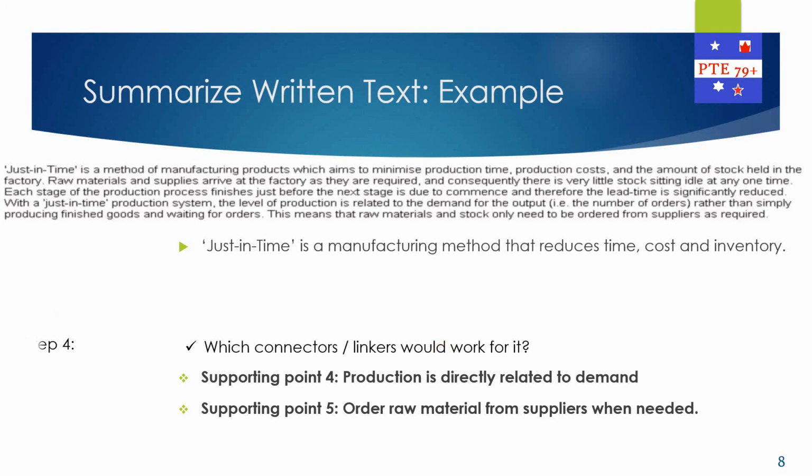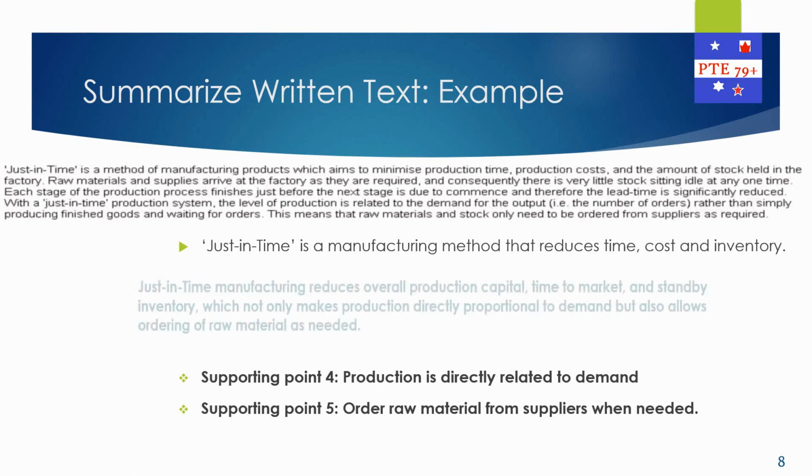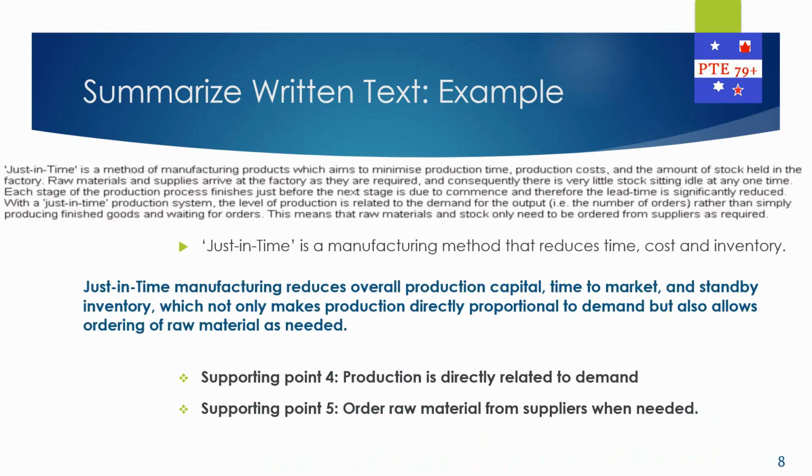Okay, now I will show you a sample answer. So this is what I've written, right? Just in time manufacturing reduces overall production capital, time to market, and standby inventory, which not only makes production directly proportional to demand but also allows ordering of raw material as needed.